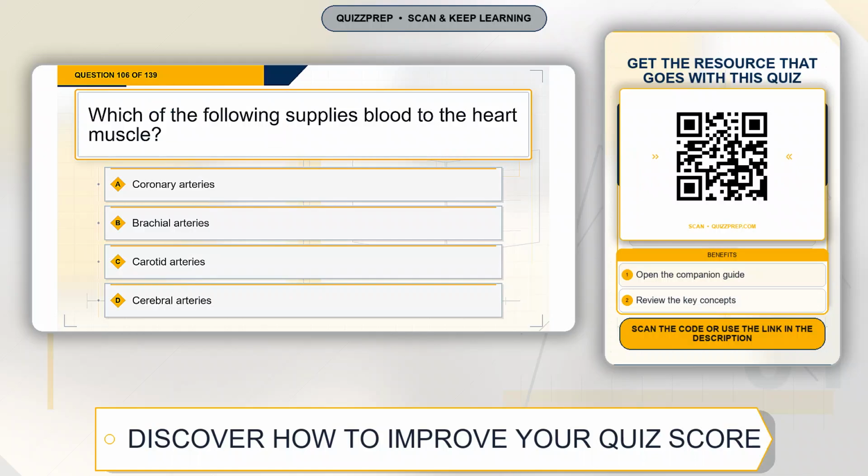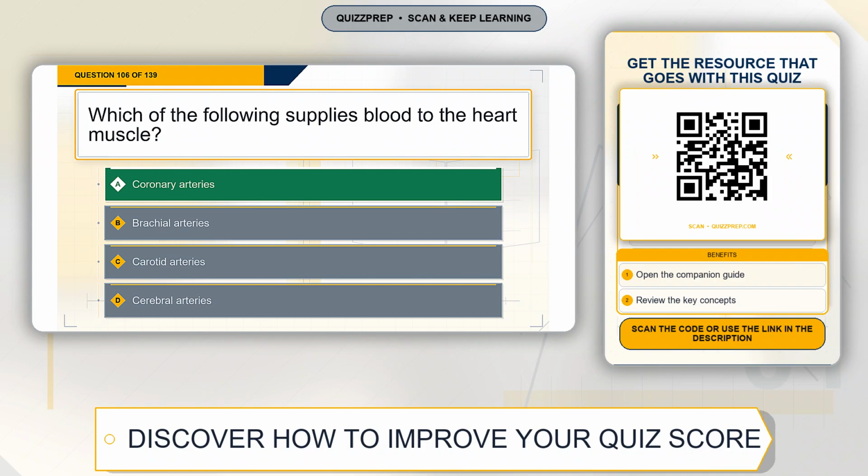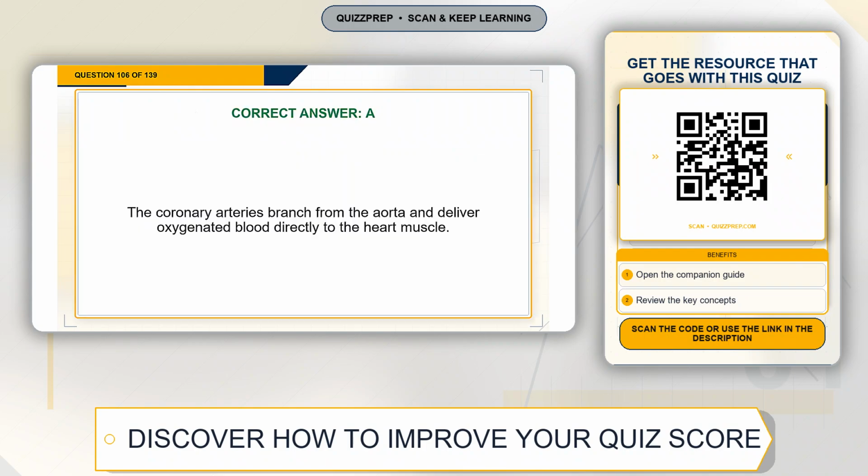106. Which of the following supplies blood to the heart muscle? Option A, coronary arteries. Option B, brachial arteries. Option C, carotid arteries. Option D, cerebral arteries. The correct answer is option A, coronary arteries. Explanation. The coronary arteries branch from the aorta and deliver oxygenated blood directly to the heart muscle.